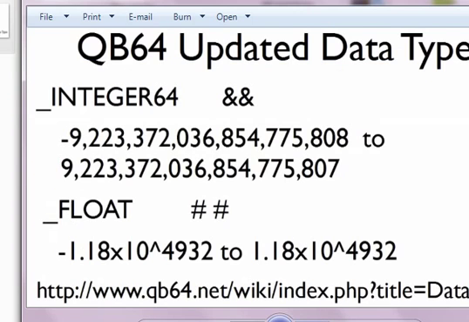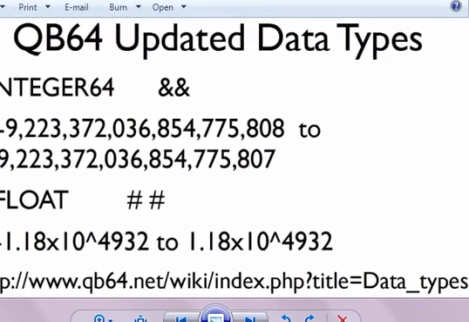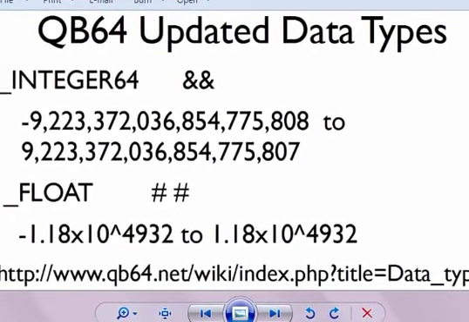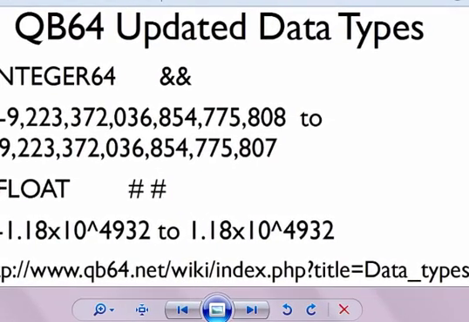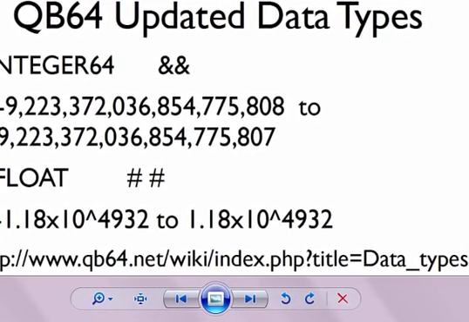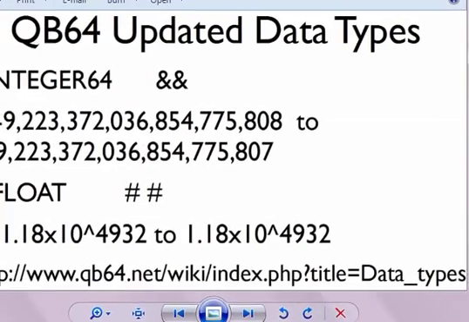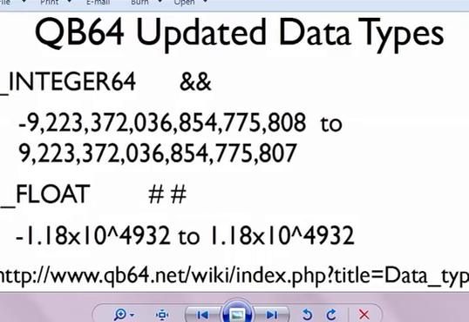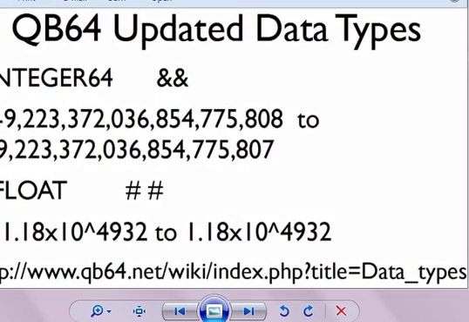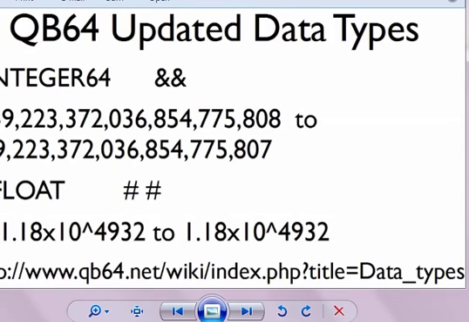Qbasic 64 can compute large values for integers. When we talk about C language later, you cannot determine the value of your integer; it's machine dependent. That's what C language taught us. But for Qbasic, here is the value you can compute for your integer. For more information, you can go to the URL under it, qb64.net, to get more information about your data types.